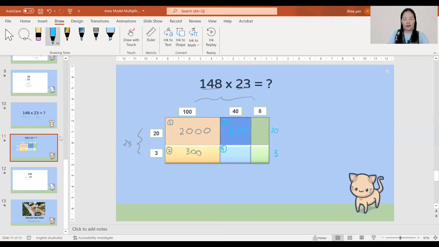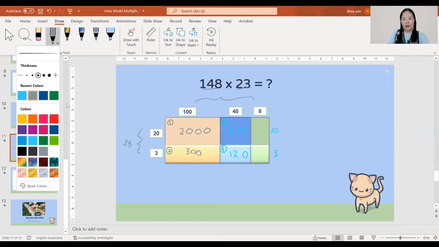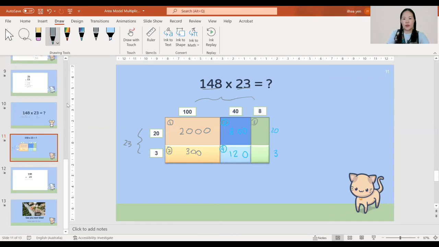Fourth one, 40 times 3. So I'm going to put 0 here because I'm going to have a 0 at the end. 3 times 4, 12. Okay, so it becomes 120. My fifth one is 20 times 8. I know that it's going to be 0 at the end. 2 times 8, which is double of 8, is 16. So 160. My last area is 3 times 8 is 24.